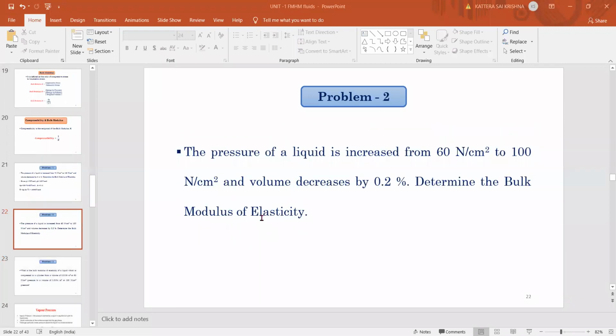Okay, if you have finished this, go for the next problem. The pressure of a liquid is increased from 60 Newton per centimeter square to 100 Newton per centimeter square. And here again, the volume is decreased by 0.2%. Determine the bulk modulus of elasticity. This problem you have to do. Solve the problem, please. Almost everything is the same as the last problem, just the values have changed: 60 to 100 and 0.2. Copy the question fast.